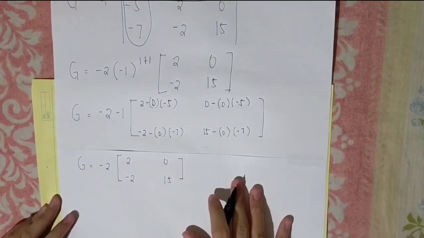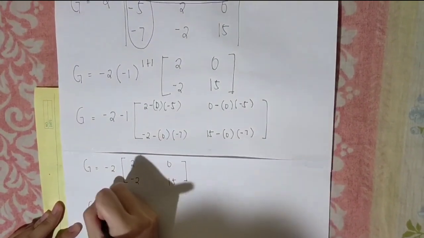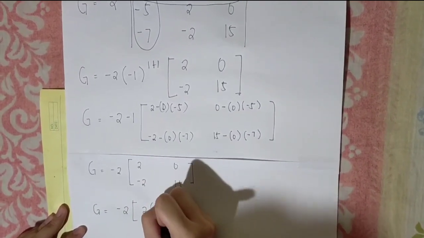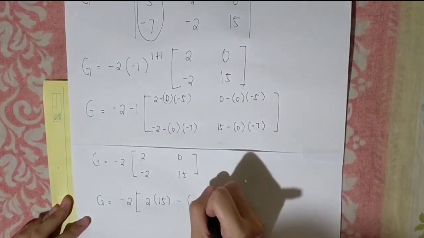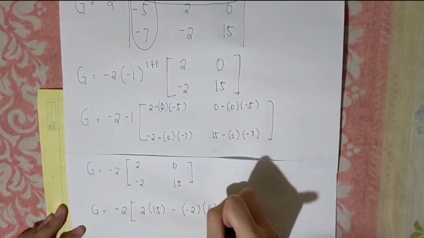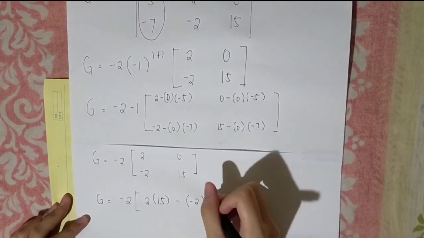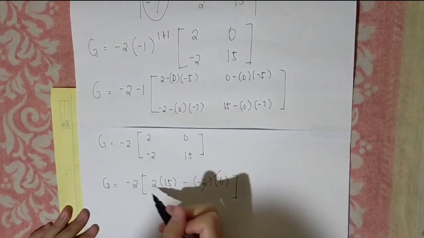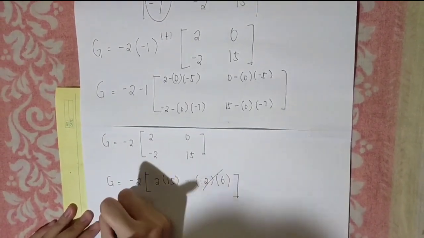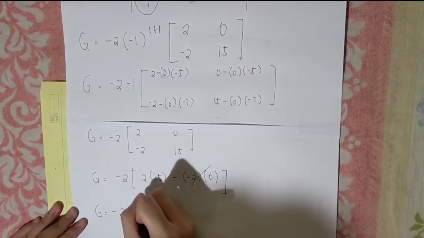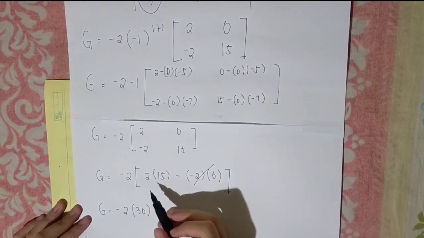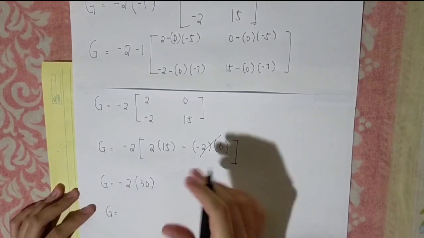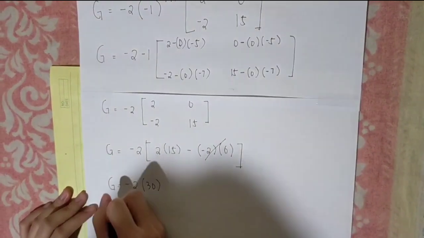Next is the upward and downward diagonal. G equals negative 2 times 15 minus negative 2 times 0. We will cancel it because negative 2 times 0 is 0. Then copy this one. G equals negative 2 times 30 because 2 times 15 is 30. Therefore, the final answer will be negative 60.